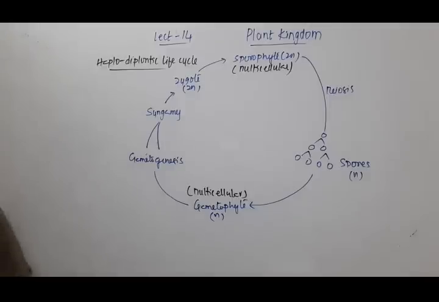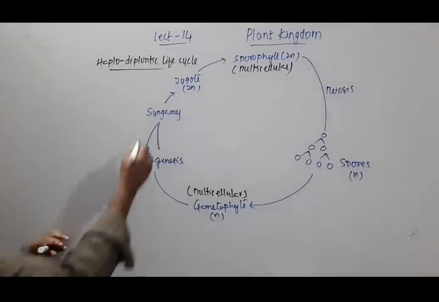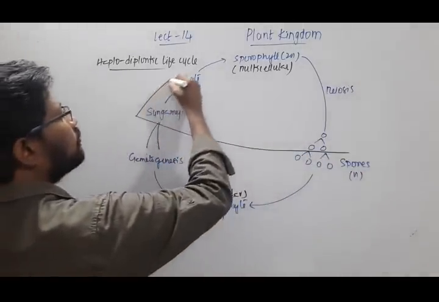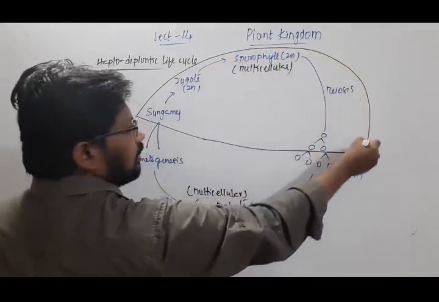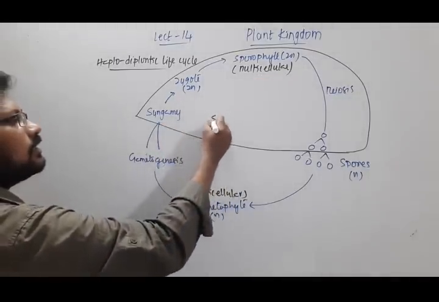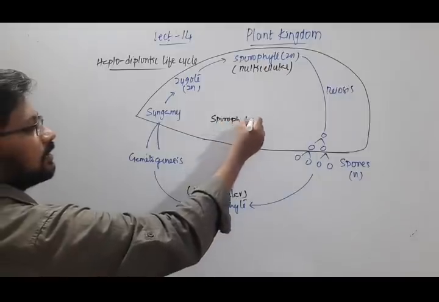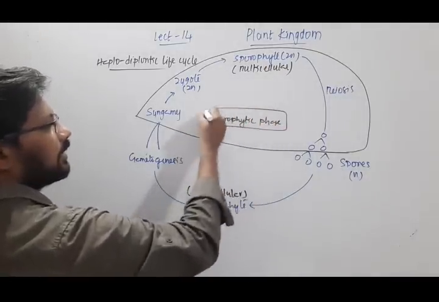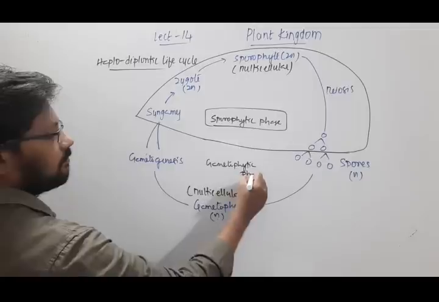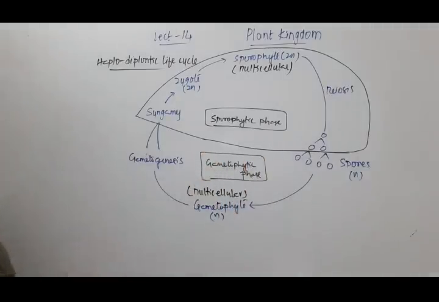So in this case, right from syngamy, all this portion is the sporophytic phase, and this is the gametophytic phase. This is what we call the haplodiplontic life cycle.